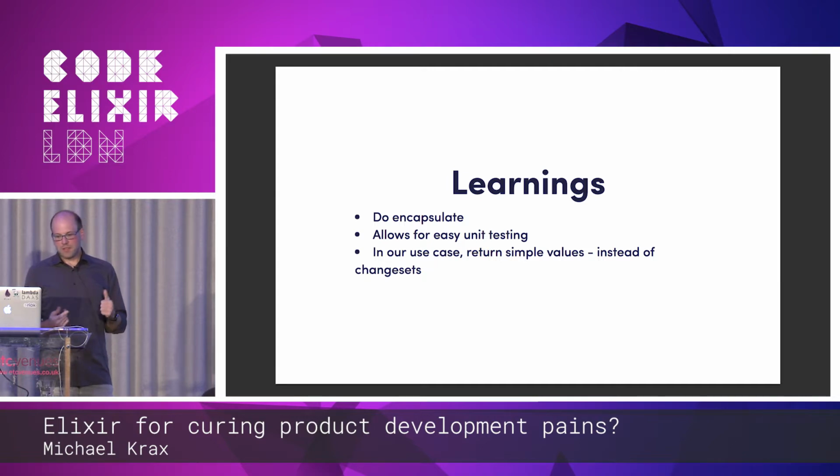Learnings out of this: encapsulate. We get easy unit testing. And, as I said, return a simple value. In a way, it's a very naive solution to the problem, but a very clean and nice one. The whole file has around 100 lines for that implementation. I just took a part out of it, so it's very readable, easy to understand, and easy to test.